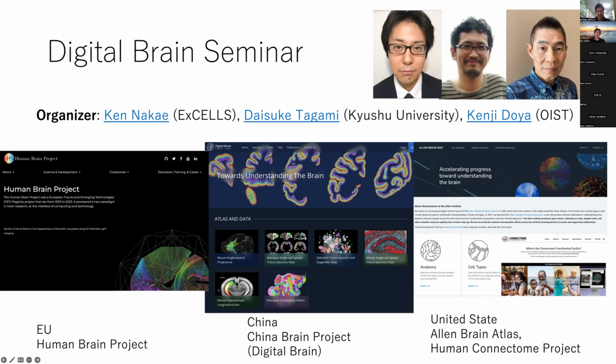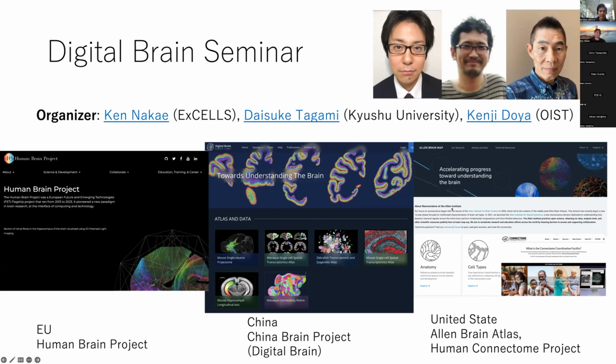For example, China is also making the China Brain Project. This project is not focusing on computational simulation or data science, but is making a very big atlas, not only of the mouse and monkey but also other species. They call it a digital brain project, and this is also very interesting.